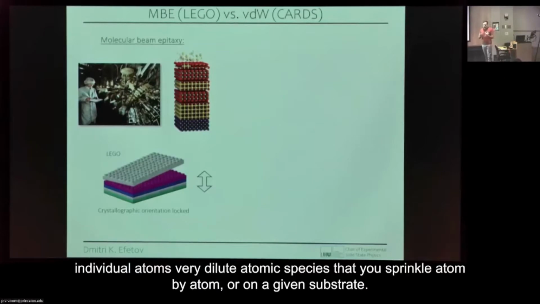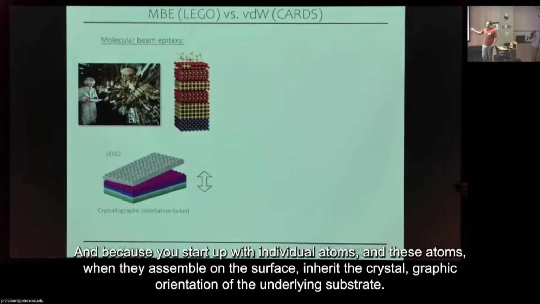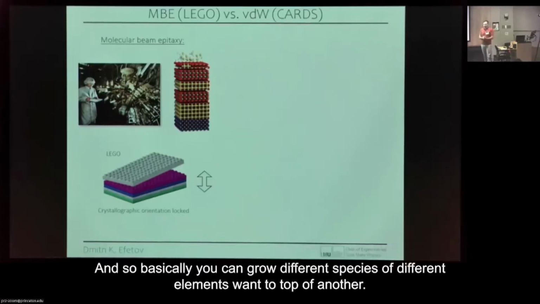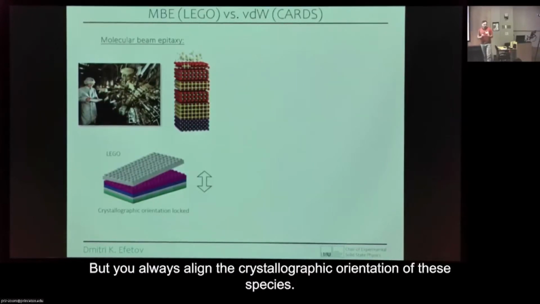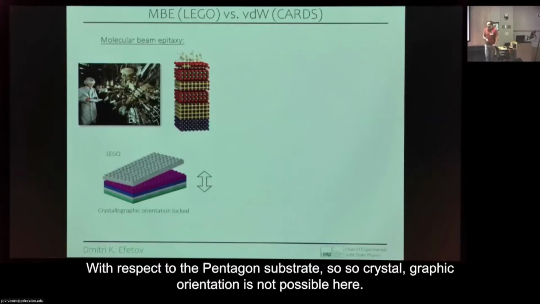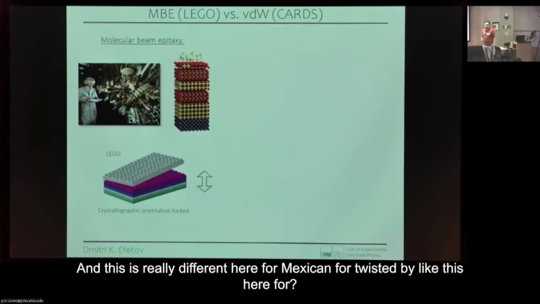And because you start with individual atoms, these atoms, when they assemble on a surface, inherit the crystallographic orientation of the underlying substrate. And so you can grow different species of different elements one on top of another, but you always align the crystallographic orientation of these species with respect to the patterned substrate. So controlling crystallographic orientation is not possible here.